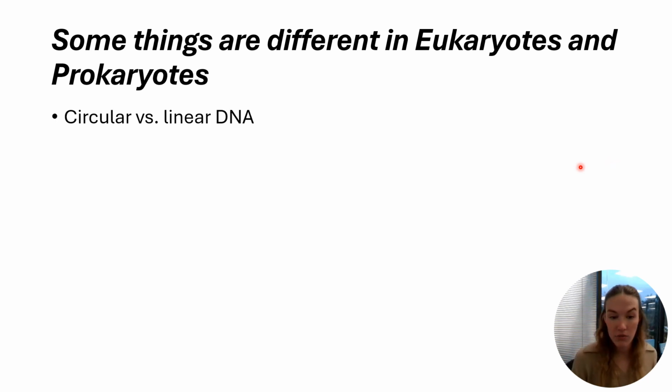So the first thing that I want to remind you of is circular versus linear DNA. Prokaryotes typically have circular chromosomes, whereas eukaryotes typically have linear chromosomes. And that's going to become really important when we talk about a feature of eukaryotic replication in a second. The other piece here is plasmids.